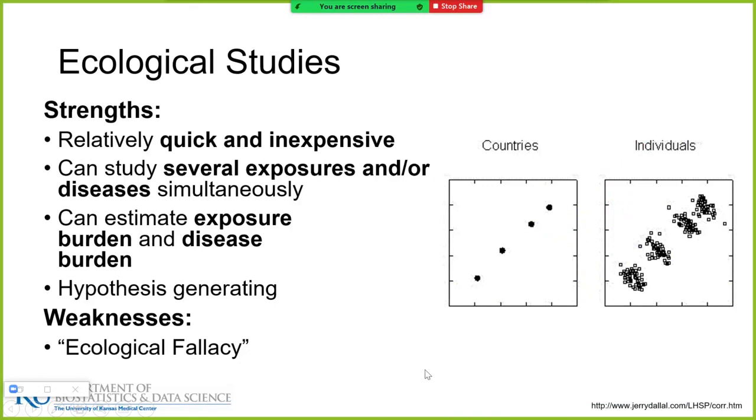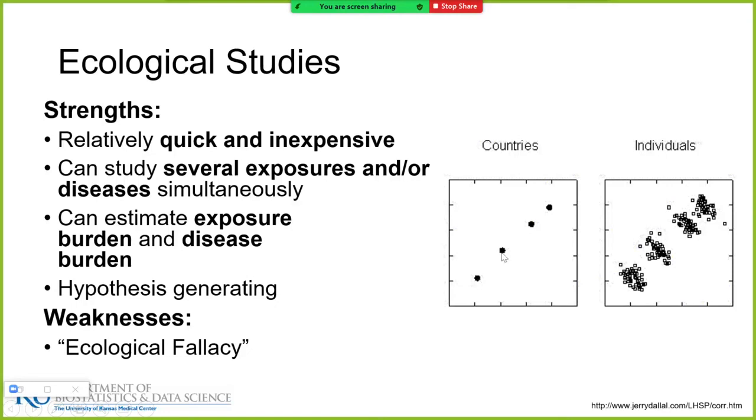One of the major weaknesses with an ecological study, not surprisingly, is something called the ecological fallacy, where since we're measuring both exposures and outcomes from a population, an aggregate viewpoint, that aggregate relationship may not translate when we are able to measure them at the individual level. For instance, this is an ecological analysis. We have some exposure along the x-axis, small to large, some outcome along the y-axis, small to large, and I've done this across 4 different countries.